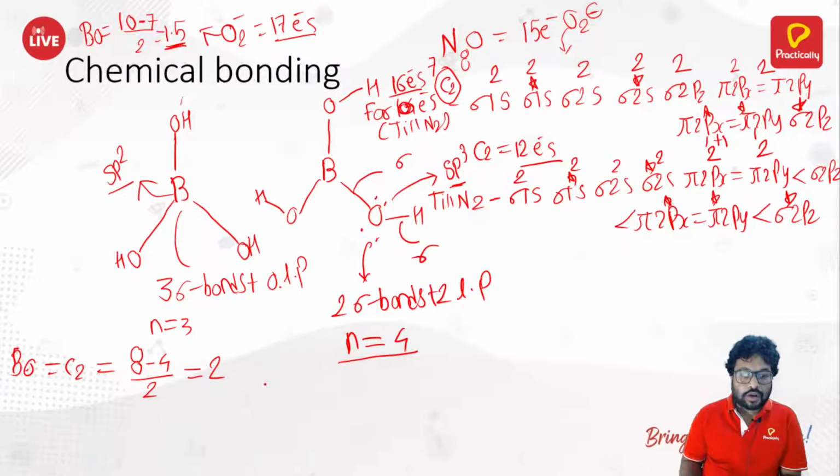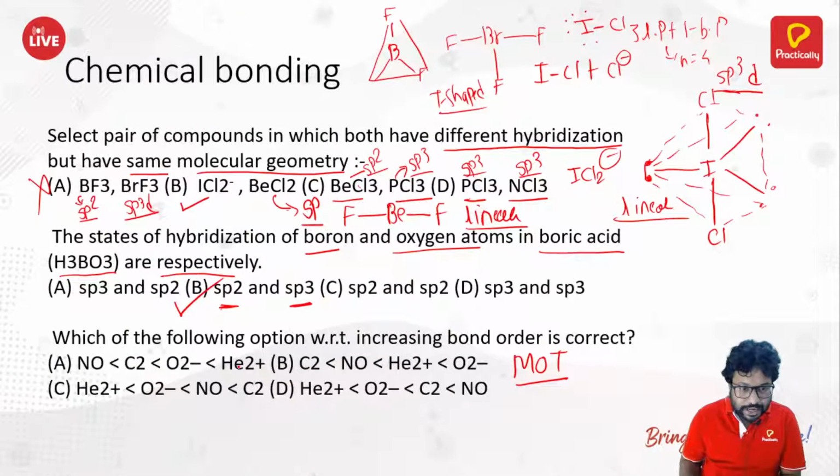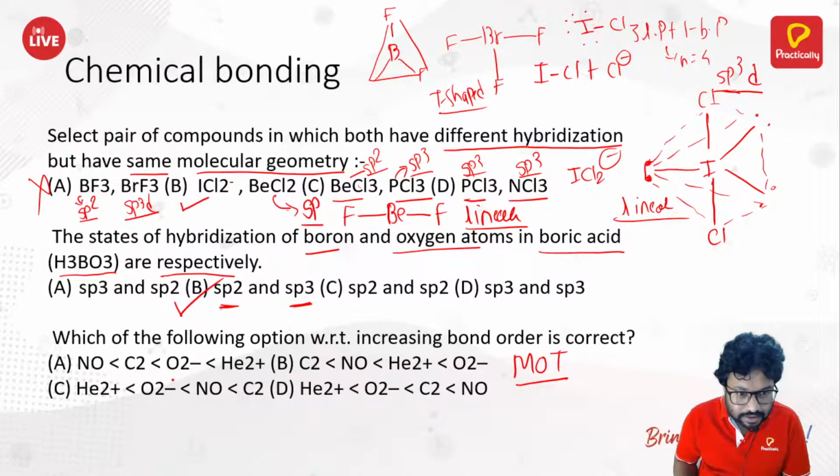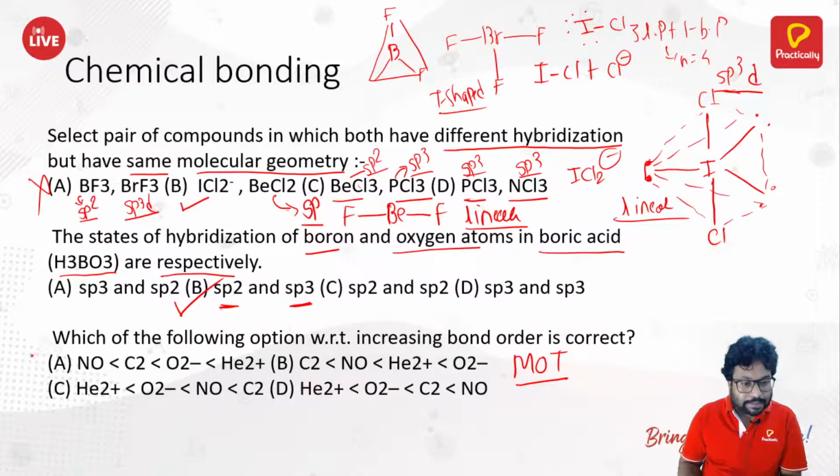That means bond order of O2 1 minus has to be lesser than the C2. So where is that? Here C2 is lesser than O2 1 minus, that means this is wrong. Here O2 1 minus is larger than C2, this is also wrong. Here you have O2 1 minus less than C2. That means it could be either C or D. So till C2 and O2 1 minus we are done.